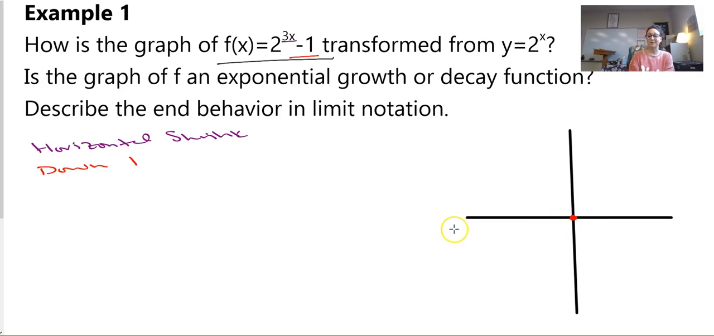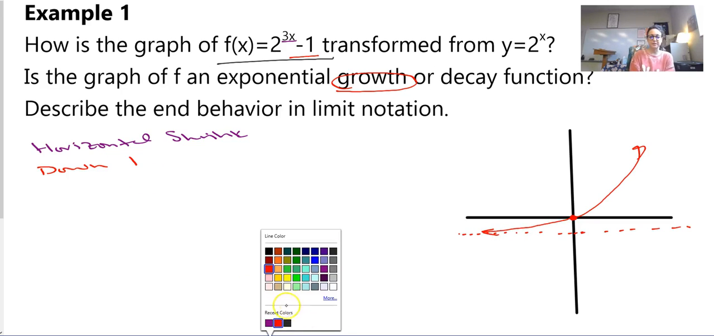So see how we've shifted down 1, right? Where was the horizontal asymptote for your parent function? It was y equals 0, so where will it be now? Y equals negative 1. We've shifted down 1, right? Okay, are we in exponential growth or decay? This will still be growth. We haven't reflected, and my base is still greater than 1, right? So this is exponential growth. It will look roughly like this, okay?